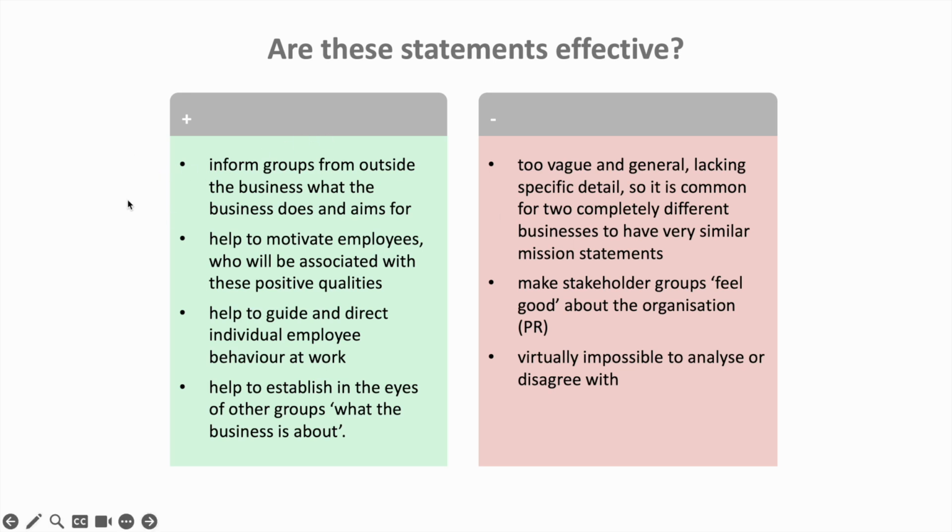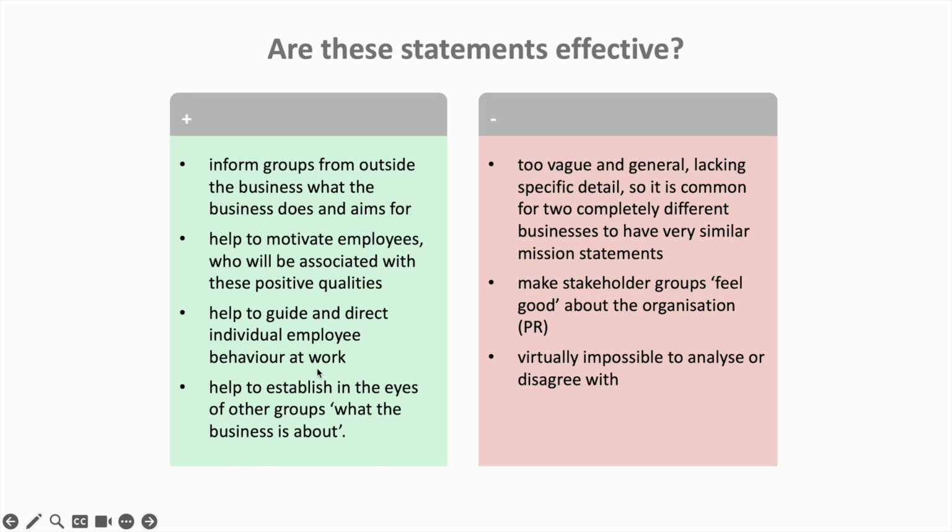So some advantages that you can mention is that the mission and vision statements both inform groups from outside the business about what the business does and aims for. It helps motivate employees, as the employees will then be associated with some positive qualities and they will like that. It will be motivational for them. The statements also help to guide and direct individual employee behavior at work. So sometimes if unsure how to behave in certain situations, the idea is that they can read the two statements and kind of feel how they should react or how they should behave. And the last one, it helps to establish the business in the eyes of other groups and inform what the business is about.